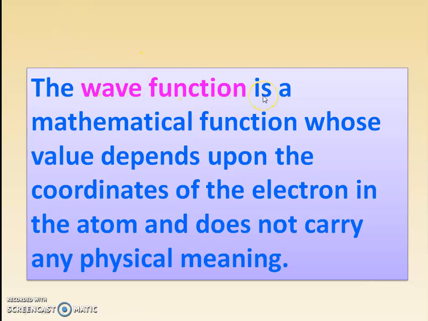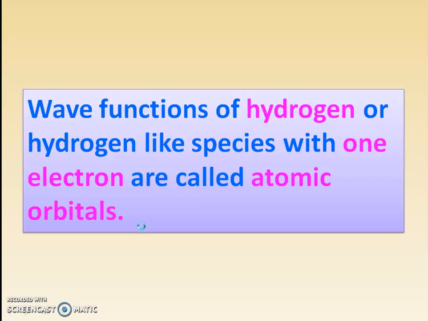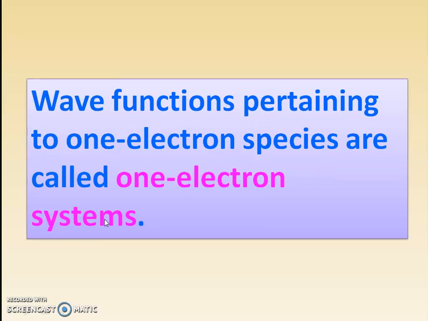The wave function is actually a mathematical function whose value depends upon the coordinates of the electron in the atom, and it does not carry any physical meaning. So they are simply coordinates of the electron in the atom and they do not have any physical meaning. The wave functions of a hydrogen or hydrogen-like species with one electron are called atomic orbitals.